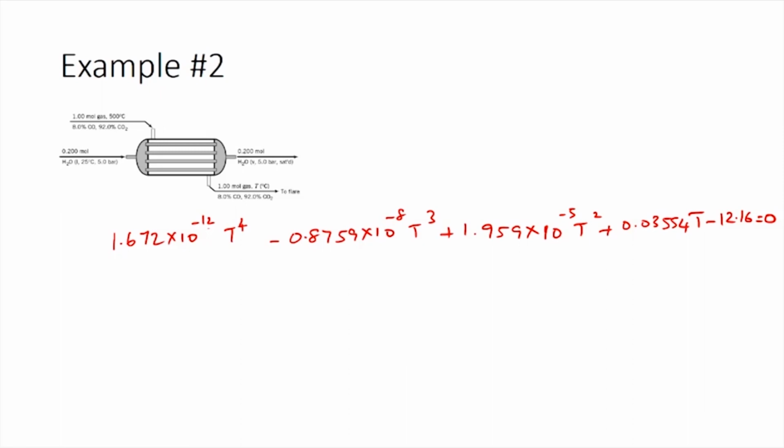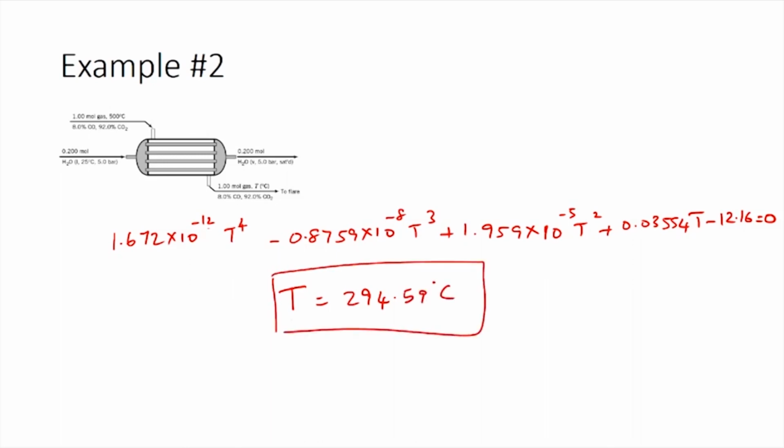If you were to use Excel or Polymath or one of those software packages to solve this fourth order polynomial, you would get the value for temperature as 294.59 degrees Celsius. This is the temperature of the exit stream for the carbon dioxide and carbon monoxide mixture.